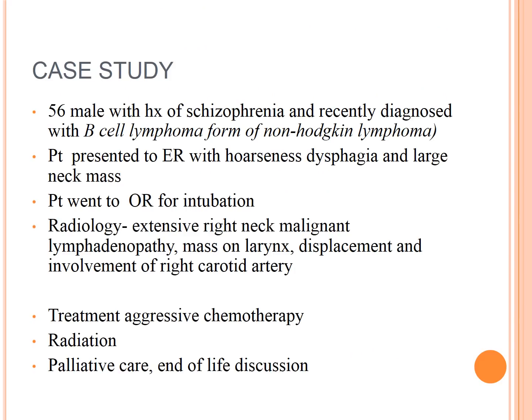So again, another case study: a 56-year-old male with schizophrenia, recently diagnosed with B-cell lymphoma, a form of non-Hodgkin's lymphoma, presented to the ER with hoarseness, dysphagia, and a large neck mass. He was intubated. The x-ray showed extensive right neck malignant lymphadenopathy. Okay, so that's enlarged lymph nodes, a mass on his larynx, and displacement and involvement of the right carotid artery.